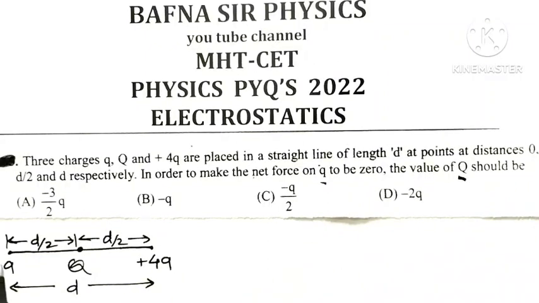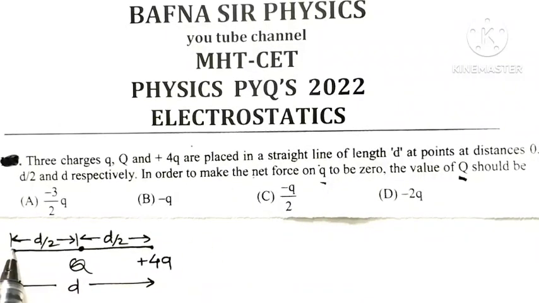See here, we have a charge small q, capital Q and plus 4q. They are placed along a straight line such that q is at a distance 0, capital Q is at a distance d by 2 and plus 4q is at a distance d. So the distance between q and capital Q is also d by 2. Now, we want the force acting on charge q to be 0.